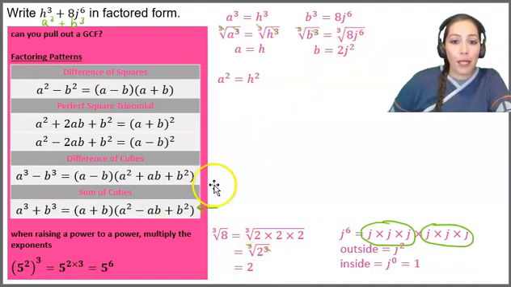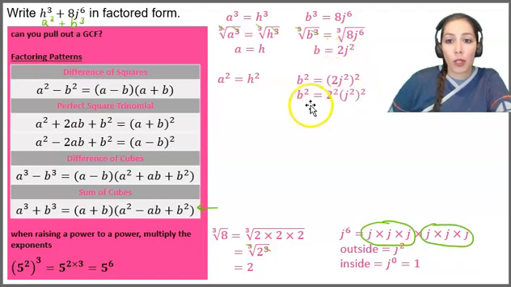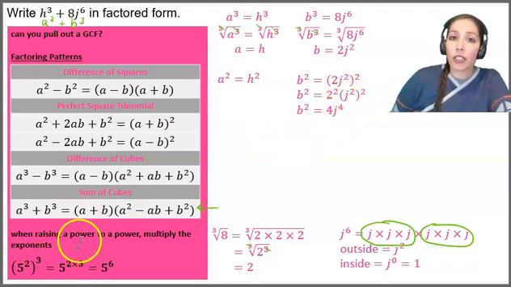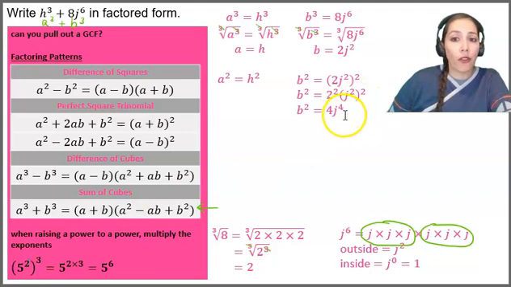Now we also need that b squared, so I can just square that. When we square this whole entire quantity, we have to apply the square to each part. So we're going to get b squared equals 2 squared and j squared squared. Now 2 squared we know is 4, and j squared squared, this is down here in Chloe's cheat sheet notes. When you're raising a power to a power, you multiply the exponents. J squared is being squared, so we are raising a power to a power. So we are going to multiply those. 2 times 2 is 4.